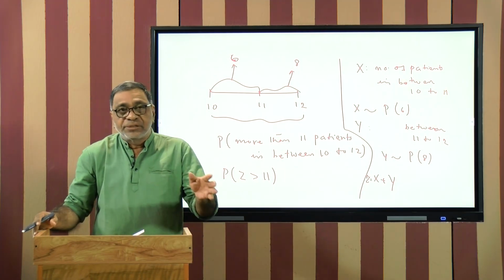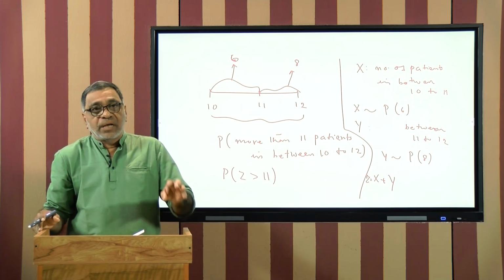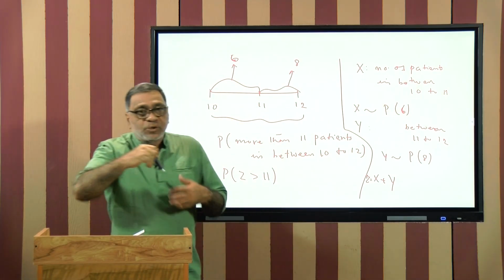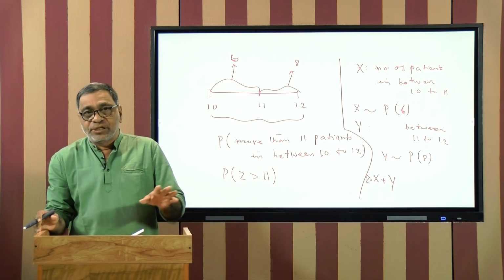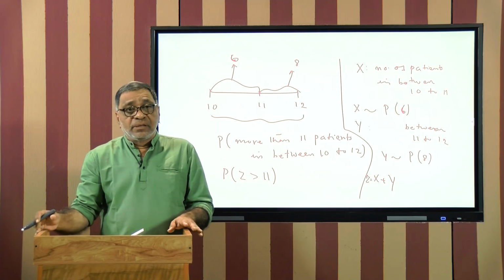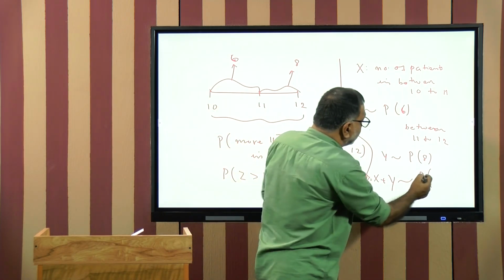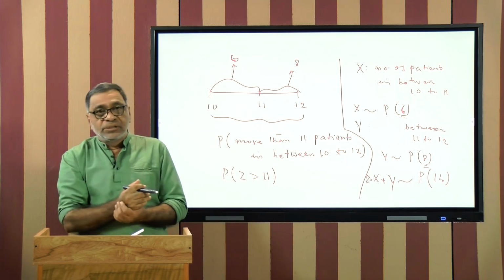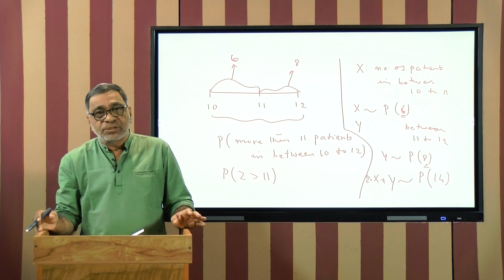So, let me repeat the given situation. Suppose X is the number of patients in between 10 and 11, then X follows Poisson with the average number of patients, that is 6. And suppose Y is the number of patients in between 11 to 12, then Y follows Poisson with the average number of patients given to you as 8. And since these are independent, the sum X plus Y follows Poisson with the sum of parameters. You know the additive property of the Poisson random variable. Since X and Y are independent Poisson random variables, X plus Y follows Poisson with the sum of parameters, that is 8 plus 6, that is 14.